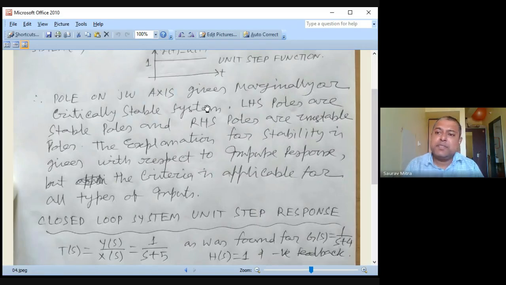Then there are three cases of stability. Poles in the left hand side of the S plane, let it be a real pole, let it be an imaginary pole, doesn't matter.